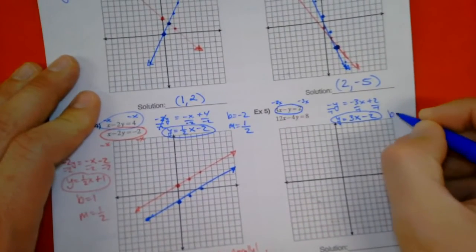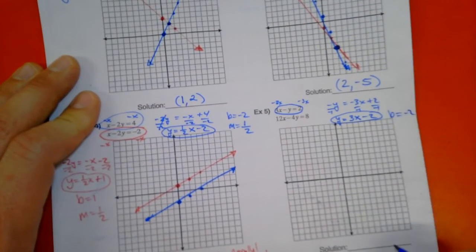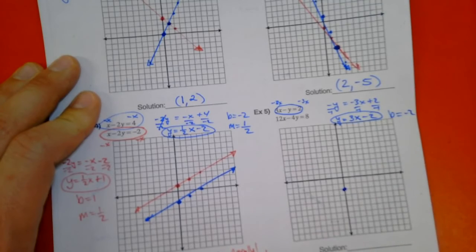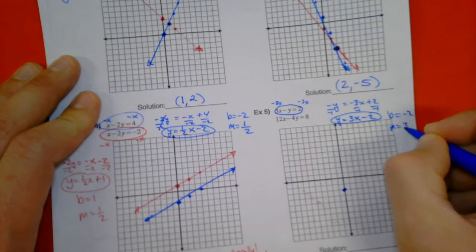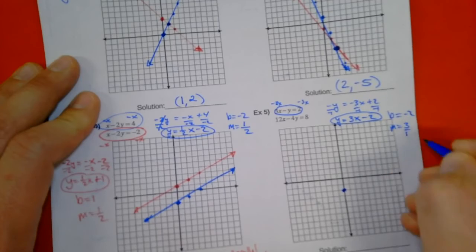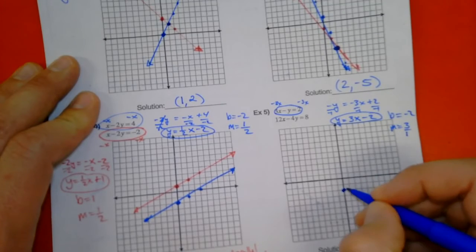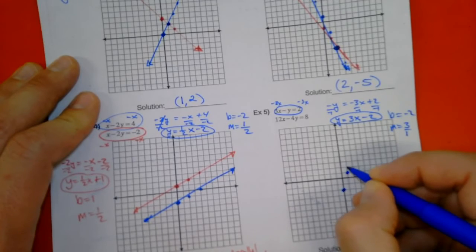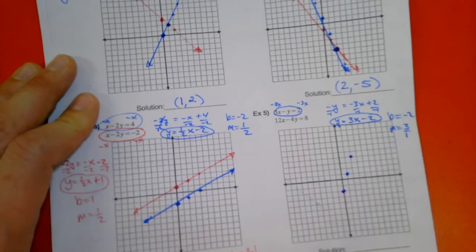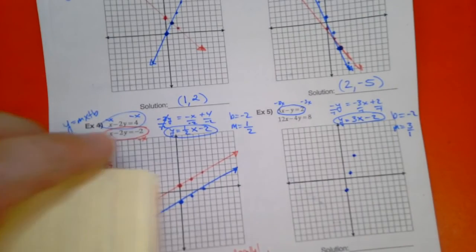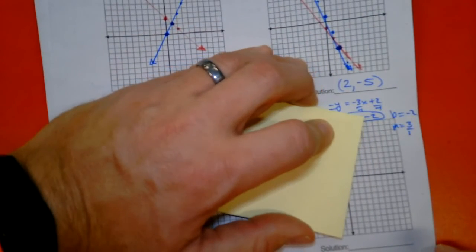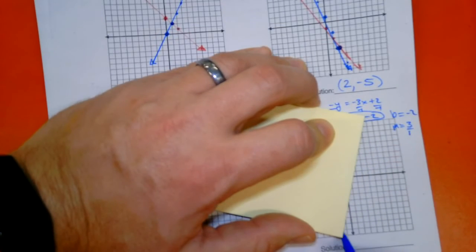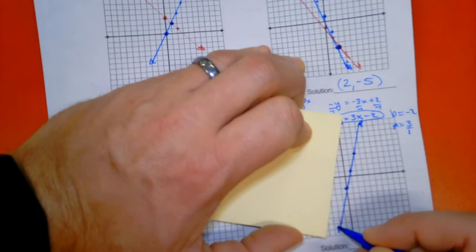Put my pencil on the b. B is negative 2. I'm going to go down 2 on the y-axis for the y-intercept. And my slope is 3. Think rise over run. Think 3 over 1. So I'm going to go up 1, 2, 3 over 1. If you wanted to do it again, 1, 2, 3 over 1. Again, you only need to do 2 points, B and a point from B using your slope. You can do as many as you want. There we go. Nice little line right there.